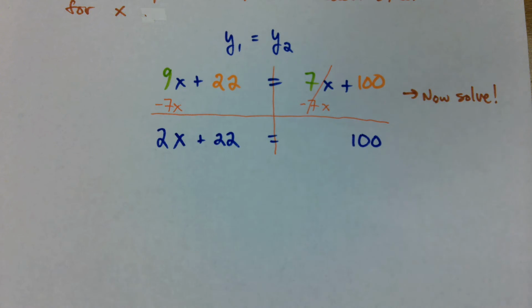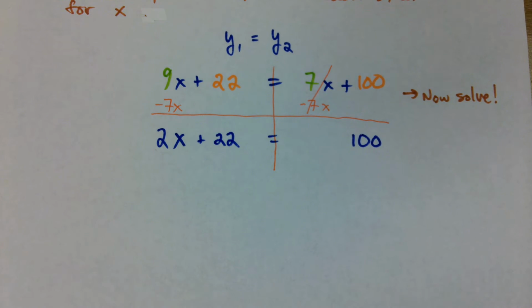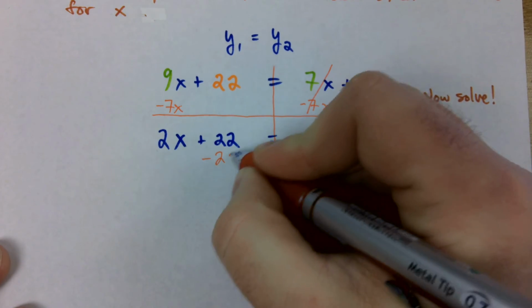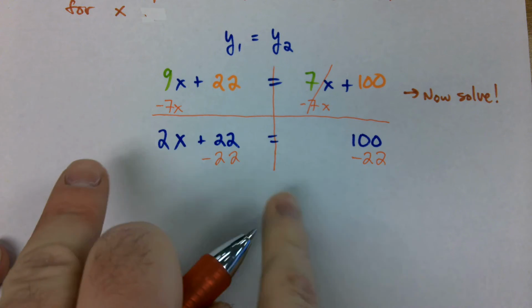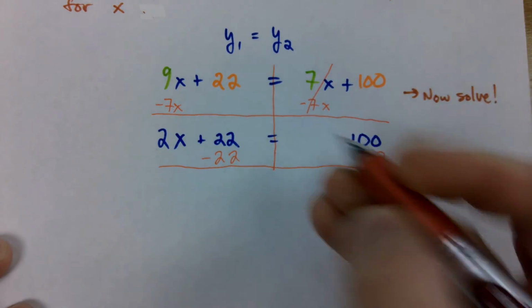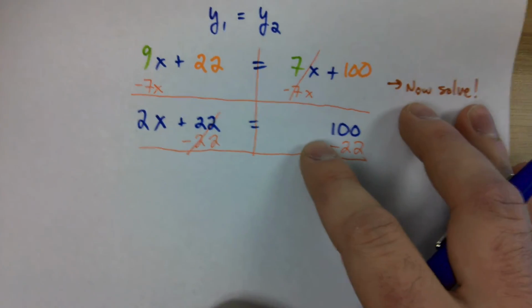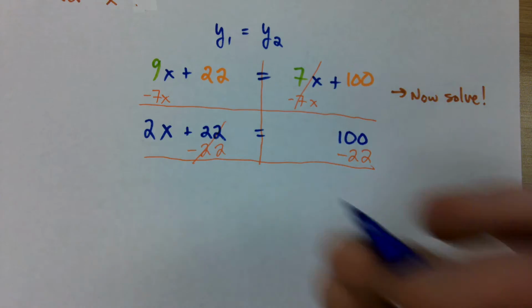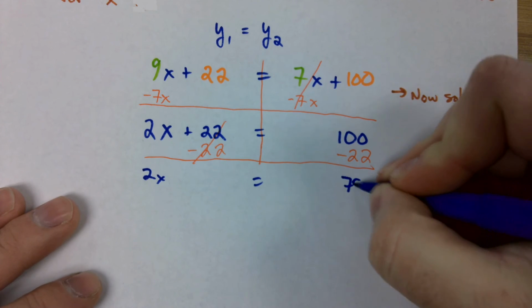What's our next move here going to be? Noah? Minus 22 on both sides. That's right, we're going to subtract 22. We brought our variable term to the left. Now let's bring our constant term to the right. Subtract 22 from both sides. They cancel on the left, leaving us with just 2x equals what? Thank you. 78. Absolutely.